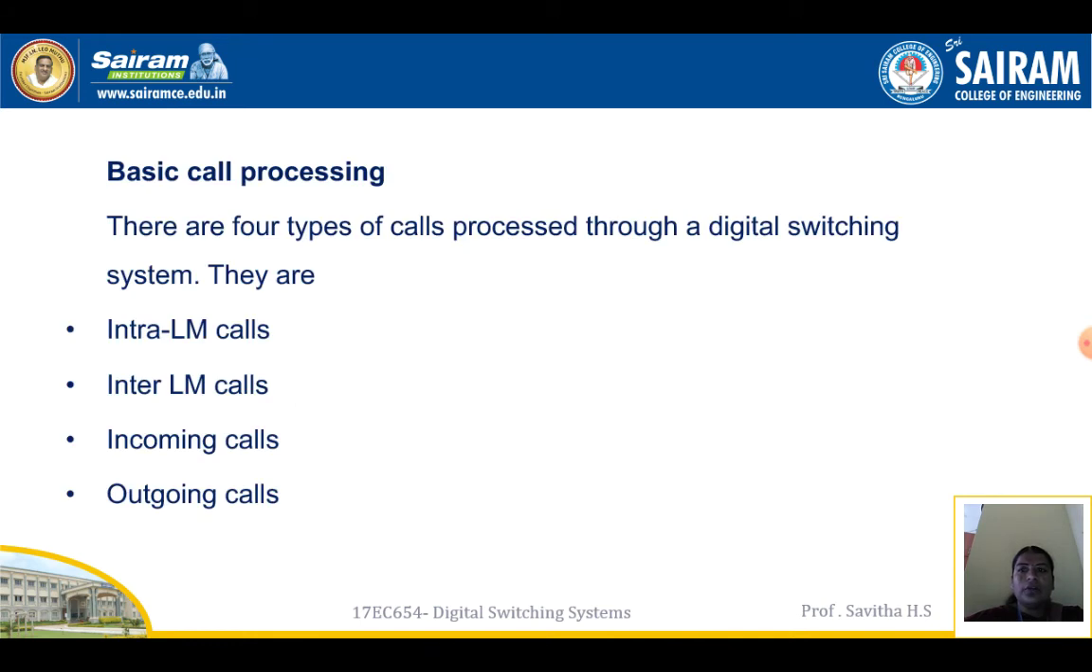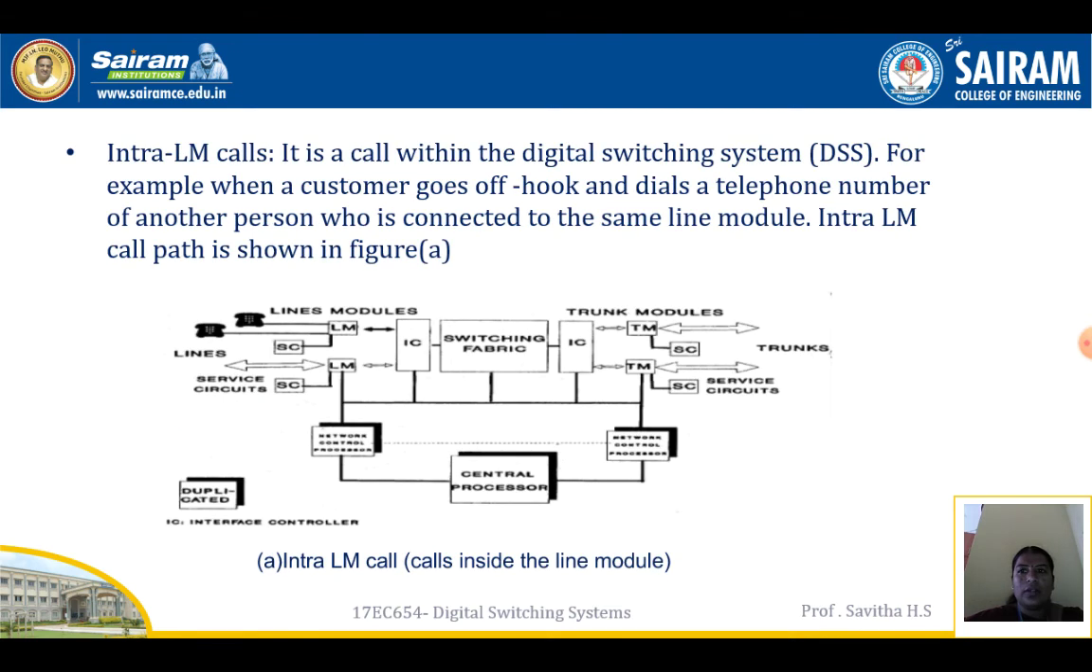Basic call processing. There are four types of calls processed through a digital switching system. They are intra-LM calls, inter-LM calls, incoming calls, and outgoing calls. Intra-LM calls. It is a call within the digital switching system. For example, when a customer goes off-hook and dials the telephone number of another person who is connected to the same line module. The intra-LM path is as shown in the figure.